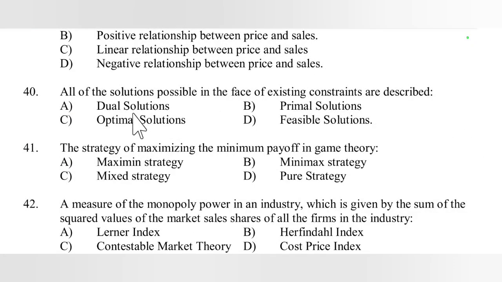Then today's last question, question number 40. All the solutions possible in the face of existing constraints are described as: dual solution, primal solution, optimal solution, or feasible solution. It is called a feasible solution, because feasible solutions are those that satisfy all the constraints of a problem. They represent all possible solutions that meet the given constraints regardless of whether they are optimal or not.